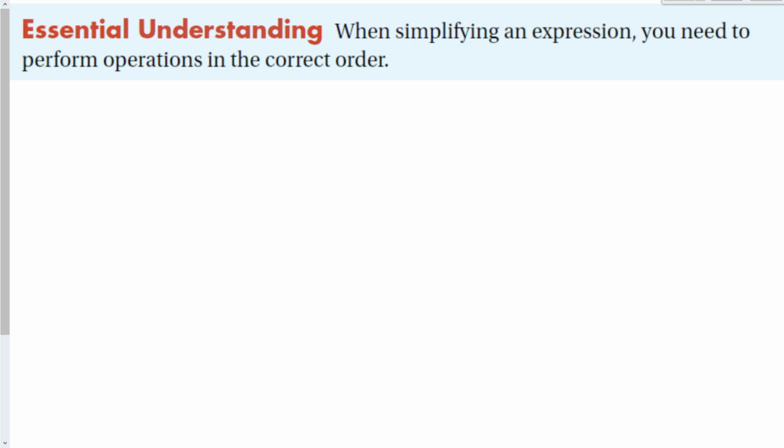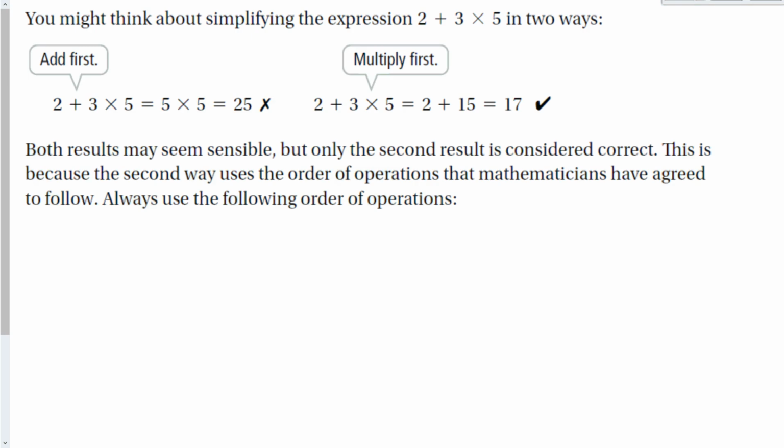Next. Our next essential understanding, the next thing we're going to need to know, is that when simplifying an expression, we need to perform operations in the correct order. And this is our order of operations. So if we look at this expression right there, 2 plus 3 times 5, we can think about it in two ways. We could do 2 plus 3 is 5, and then take that 5 and multiply with the other 5 and get 25. But, as you can see, that is wrong.